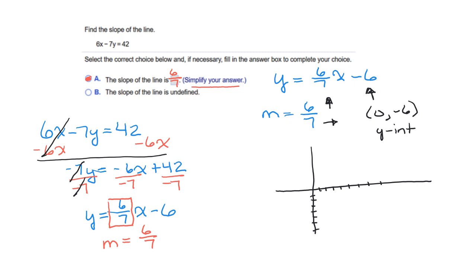All right, so if I were at 0, negative 6, and if I rise up 6 units, I'll be at the origin, move to the right 7, and we'll put my dot right here. And so if I had to graph my line, it would look something like this. Again, this is 0, negative 6. We went up 6 units and to the right 7. Rise over run.